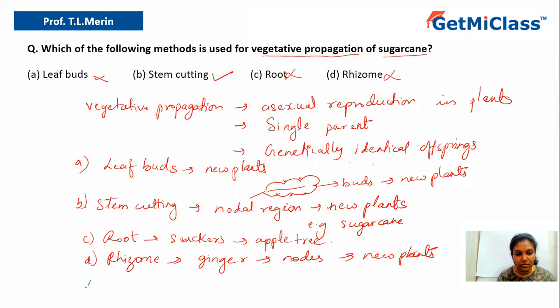So let us conclude the answer. What is the final answer? The final answer will be option B, that is stem cutting. Stem cutting can be utilized for the vegetative propagation in case of sugarcane.